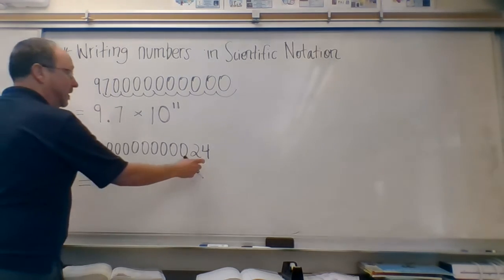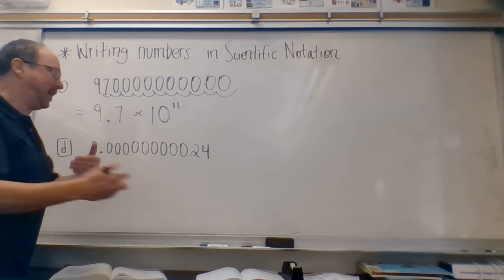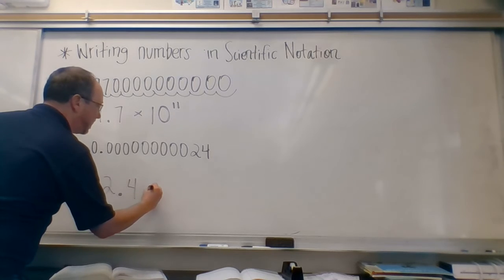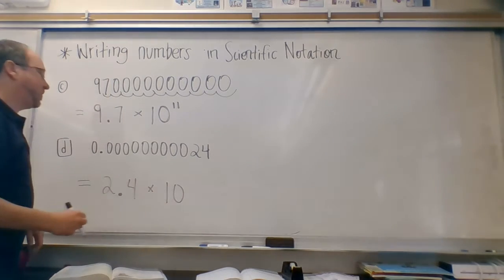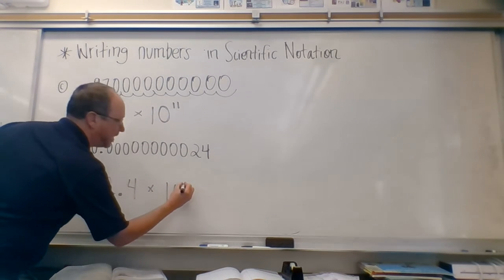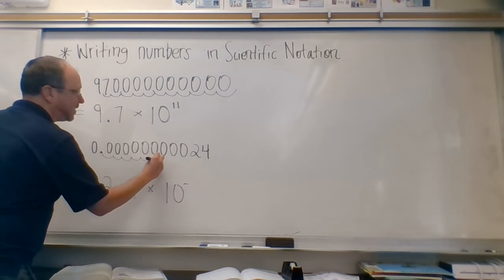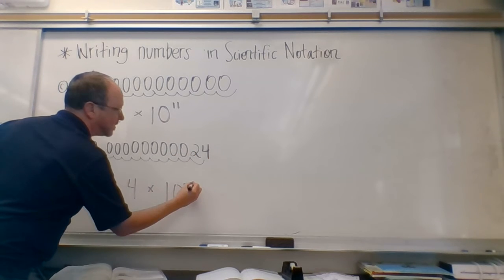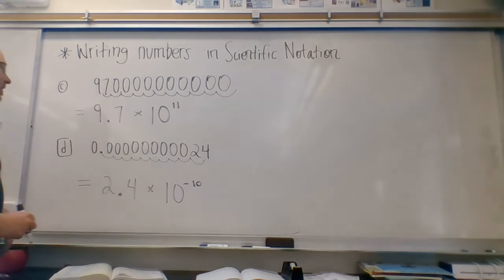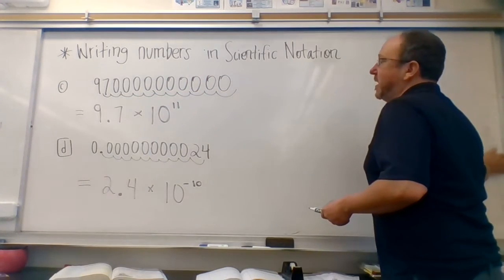Okay, so here, for scientific notation, it needs to be a factor between 1 and 10. So what we would say is we've got 2.4. That is between 1 and 10, times a power of 10 to what place value? Now we need to move the decimal to the right, and this is going to represent a negative exponent because it's a very small number. So 1, 2, 3, 4, 5, 6, 7, 8, 9, 10. So 10 to the power of negative 10, right? Okay, so that's an example of how you would work with these problems.